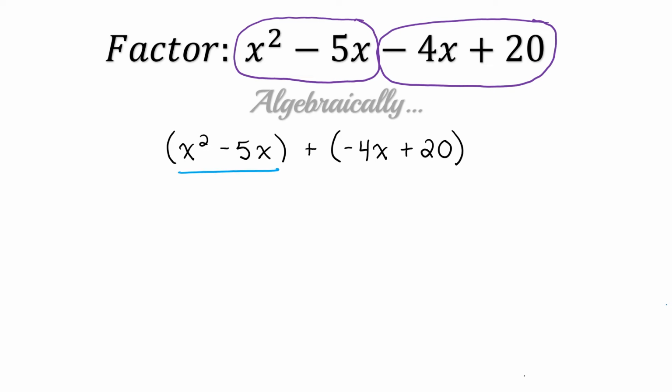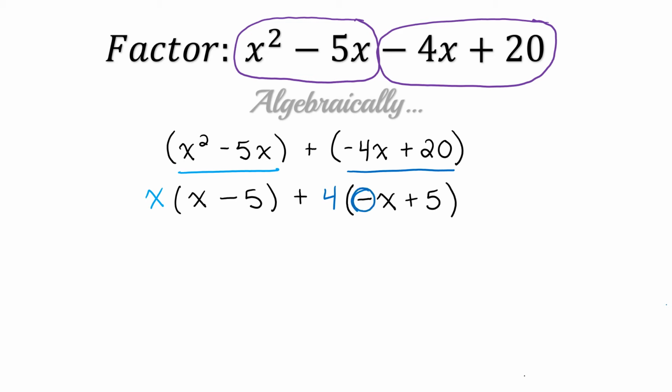The greatest common factor between x squared and negative 5x is x. So we have x times x squared divided by x is x, and negative 5x divided by x is minus 5. Plus, the greatest common factor between negative 4x and 20 is 4. So we have 4 times negative 4x divided by 4 gives us minus x, plus 20 divided by 4 gives us plus 5.